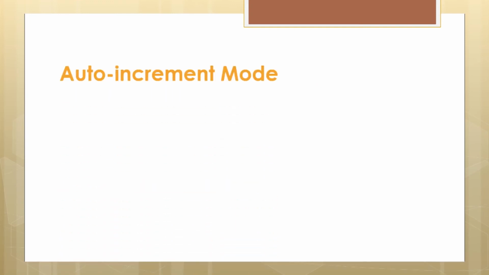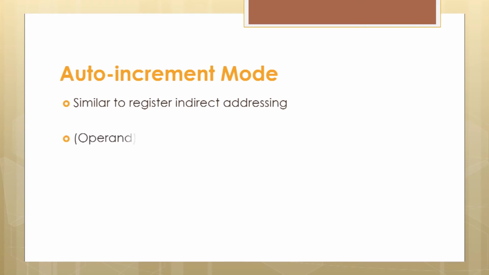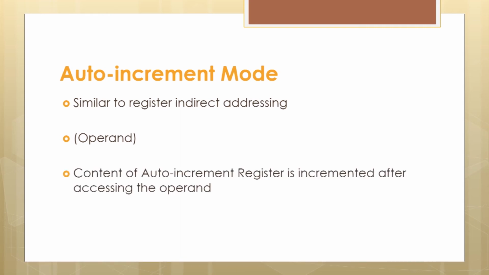Next is auto increment mode. It is similar to register indirect addressing such that the effective address of the operand is the content of the auto increment register. The auto increment register is given in parentheses. The content of the auto increment register is incremented after accessing the operand. Auto increment is indicated by including a plus after the parenthesis.